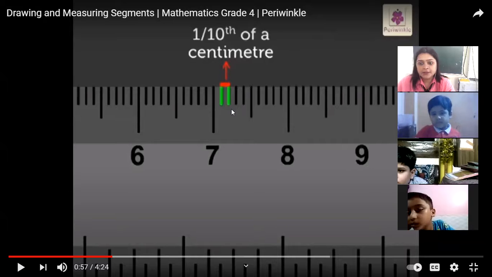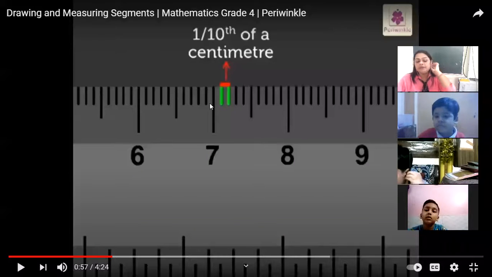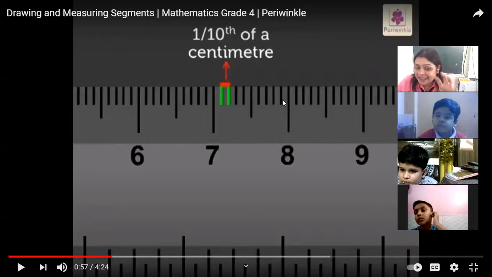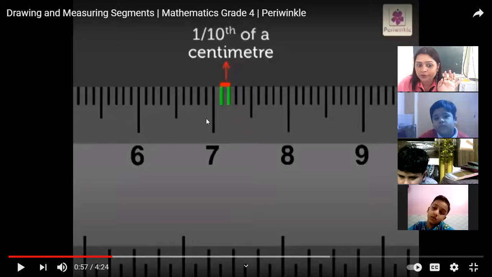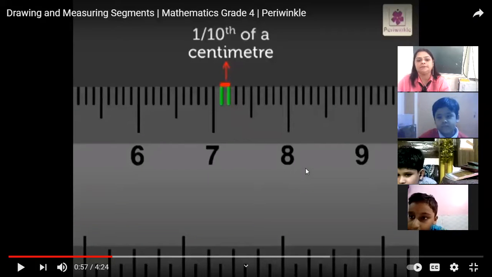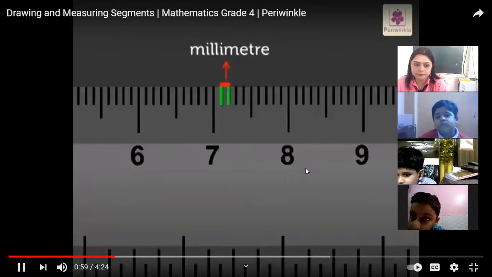Clear? So as we have divided the total distance from one number to another number, say 7 to 8, suppose 10 parts are there. Okay. So these 10 parts collectively make 1 centimeter. It is clear? When we take all 10 parts together, it will make 1 centimeter. I hope it is clear. Okay. So now we are going to continue. It is called 1 millimeter.